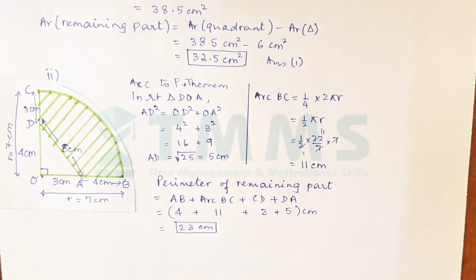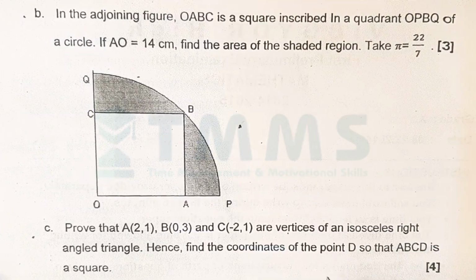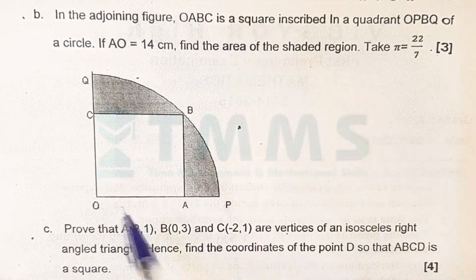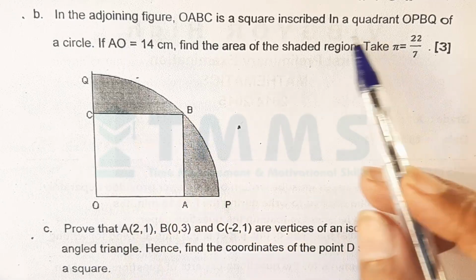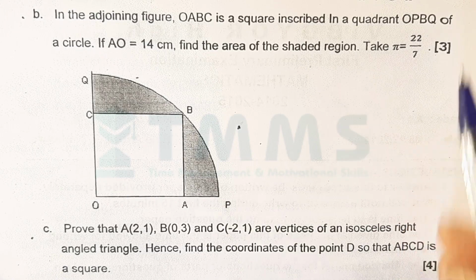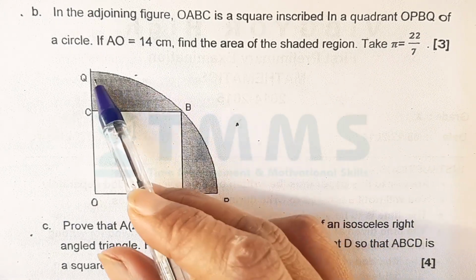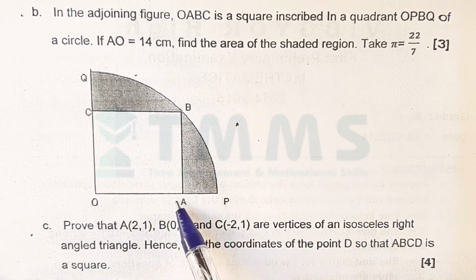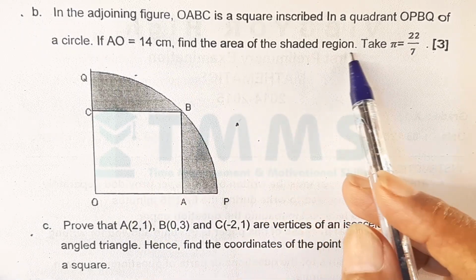Did we understand this? Was it easy? Let's take another question. In the adjoining figure, OABC is a square. It is inscribed in a quadrant OPBQ of the circle and AO is 14 centimeter. Find the area of the shaded region.